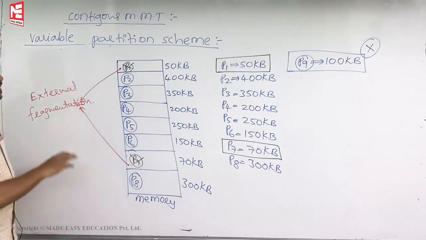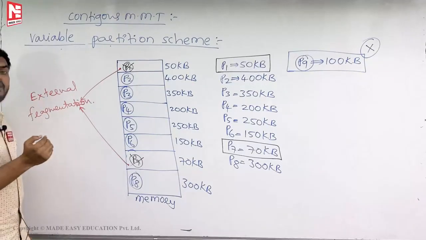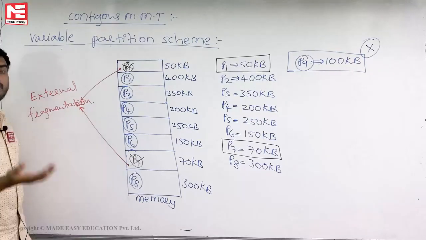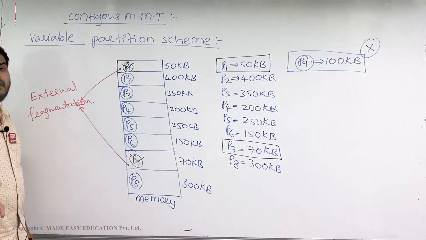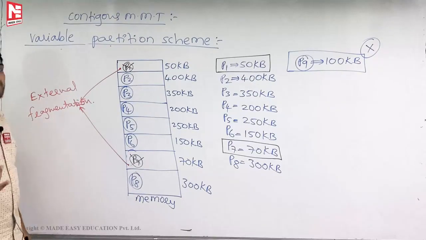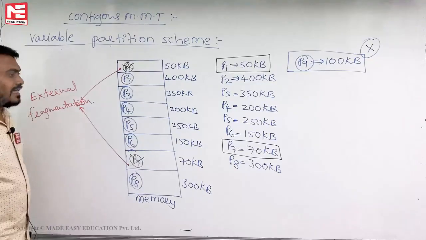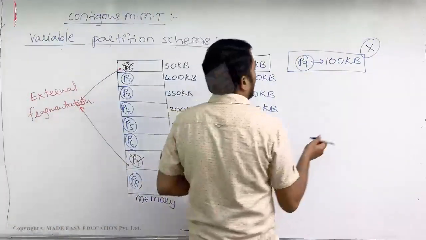एक्सटर्नल फ्रैगमेंटेशन मींस even though memory is available, we are not able to make use of that, because memory is not continuous. मतलब यहाँ पे थोड़ा खाली है, यहाँ पे थोड़ा खाली है, ऐसा कुछ है. So that's not continuous. So that problem is called as what? External fragmentation.